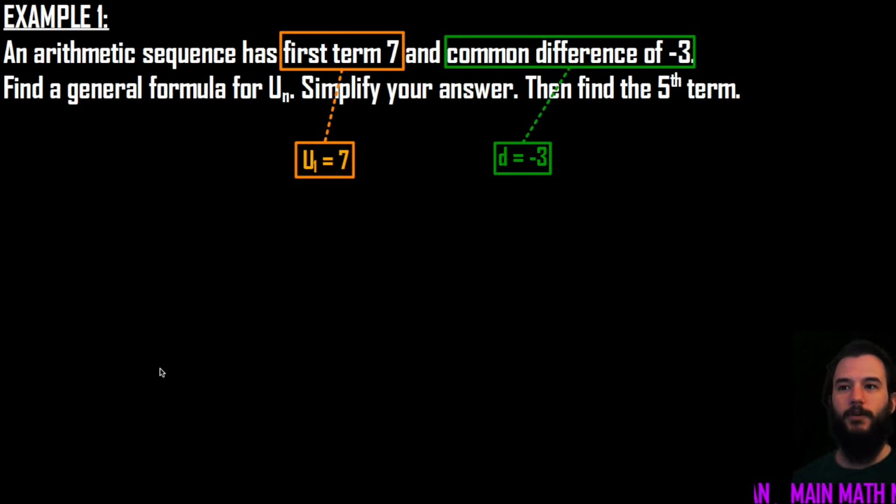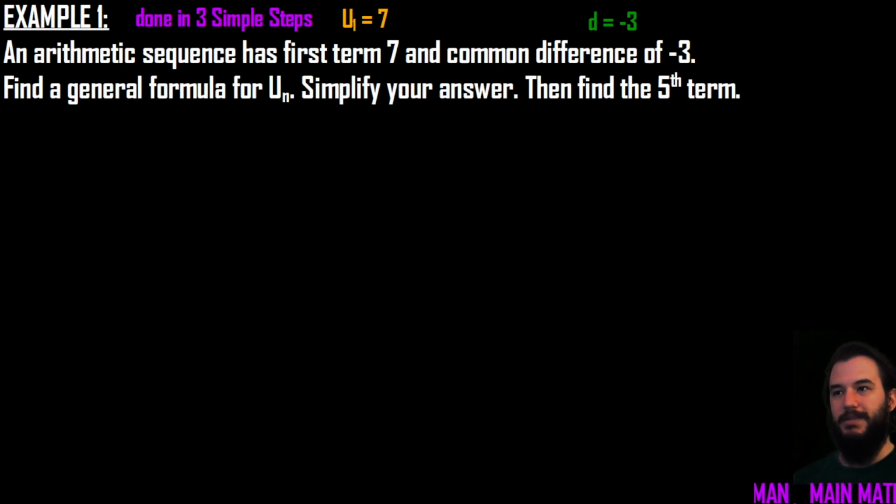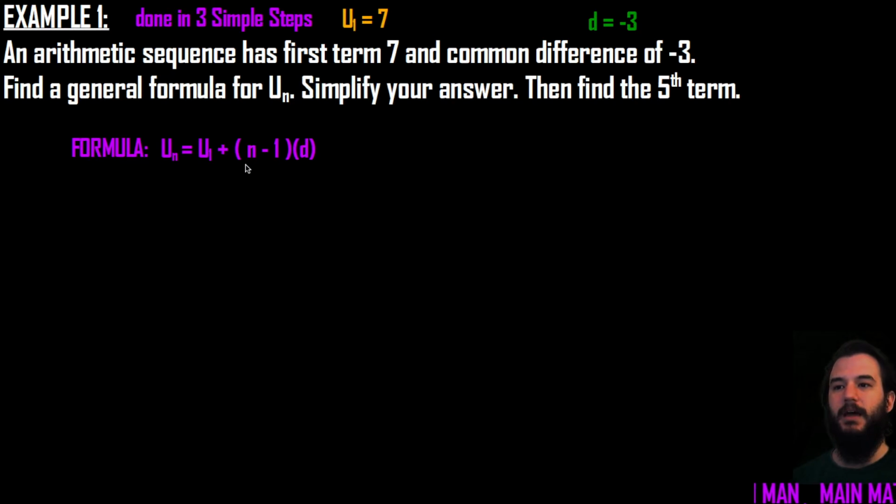So what I want to do first is this. I have the two key parts that I need to be able to start using that formula. I have my first term, which is u sub 1 equals 7, and my common difference d is equal to -3. And I'm able to do this in 3 simple steps. First, I want to write down that arithmetic sequence formula: u sub n is equal to u sub 1 plus the quantity n minus 1 times d.